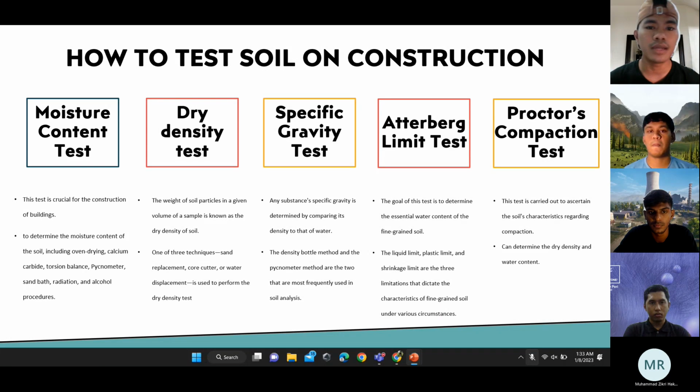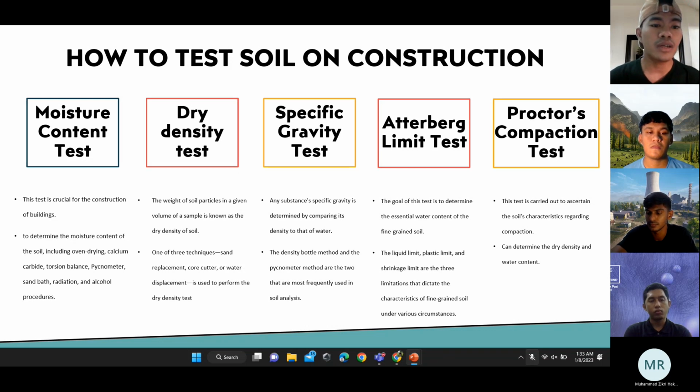Okay, this is how we test the soil in construction. We have 5 tests here, and the first one is the moisture content test. This test is very important for the construction of buildings. Moisture content can determine the soil moisture content. The processes in moisture content include oven drying, calcium carbide, torsion balance, and alcohol procedure.